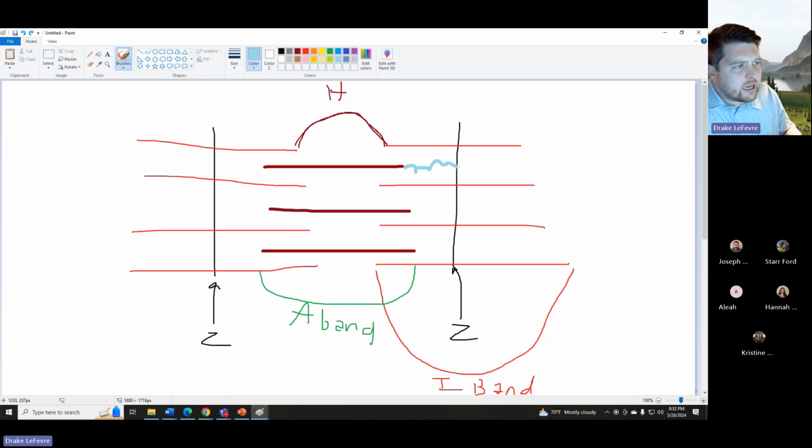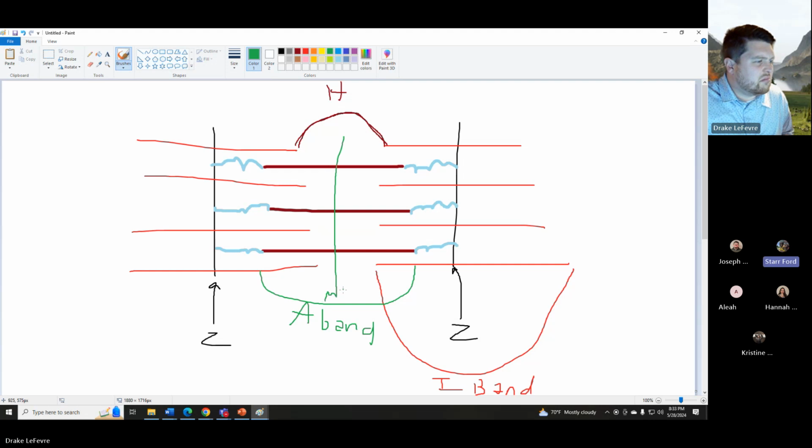What's the name of the protein that connects the myosin to the Z disc? This is the titin. Yeah, titin, also known as connectin. However you want to pronounce it, it's fine. I think there's also technically an M line or something. Yeah. You never get asked about the M line though.